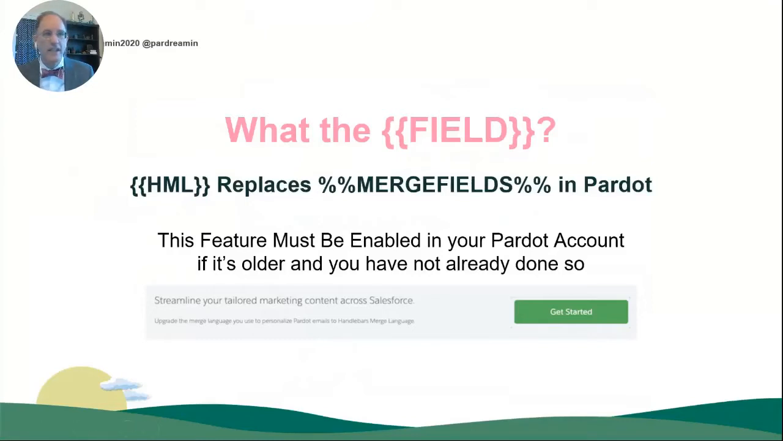Now, this feature has to be enabled in your Pardot org if it's older and you've not already done so. If it's not enabled, you're going to see a little gray banner like this one that says "streamline your tailored marketing content." That will show until you do the update.